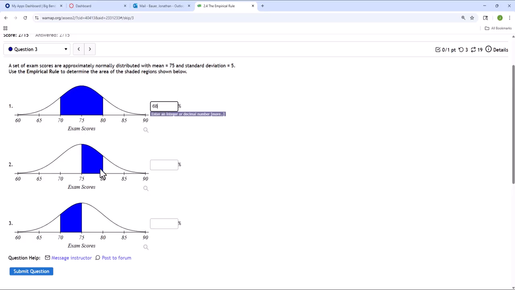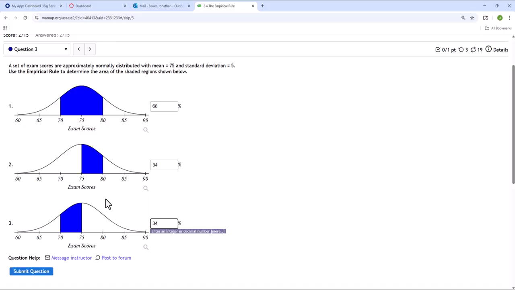Here is 75 to 80. This is 1 standard deviation to the right. Notice we only have 1 region shaded, so this is 34%. Now some things to note about a normal distribution: 50% of the data is to the left, 50% of the data is to the right, and we're using these to find proportions. Here from 70 to 75, 75 minus 5 gets us 70. This is 1 standard deviation to the left. This will be 34% also.